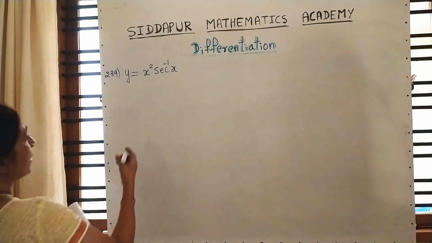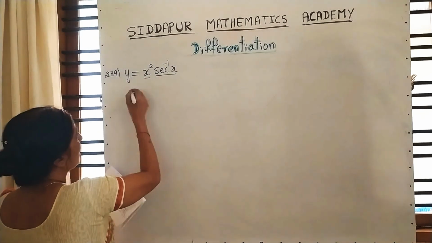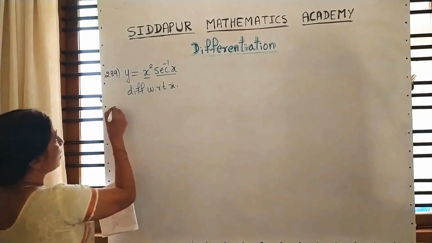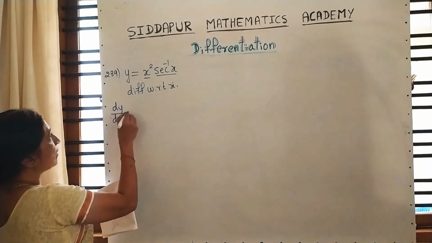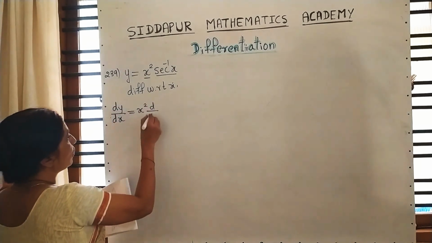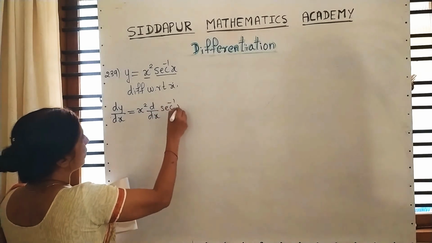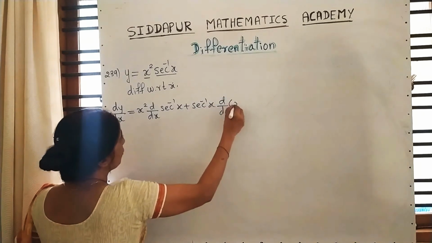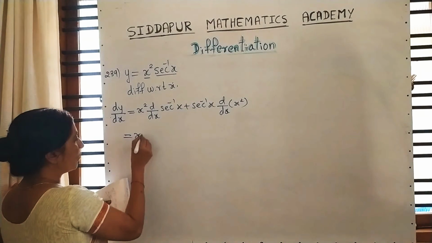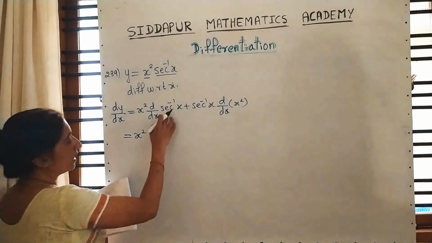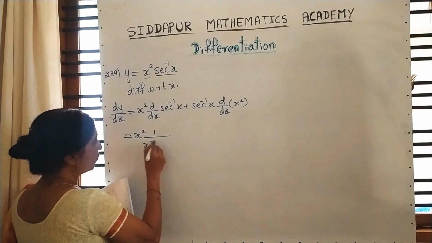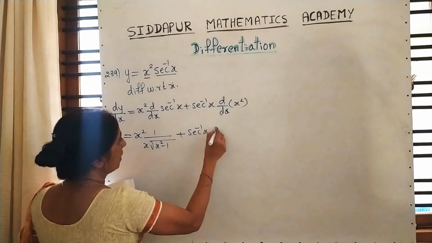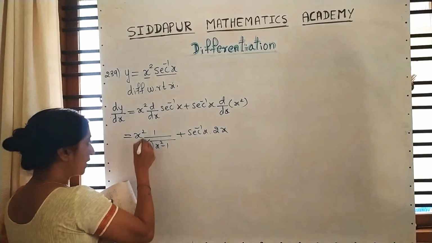See the next question, y is equal to x square into sec inverse x. Again this is u into v. Differentiating with respect to x. X square into differentiation of sec inverse x plus sec inverse x into differentiation of x square. X square I kept as it is. Open your formula list. Sec inverse x is 1 upon x into root of x square minus 1 plus sec inverse x as it is. Differentiation of x square is 2x. 1x is cancelled with this.